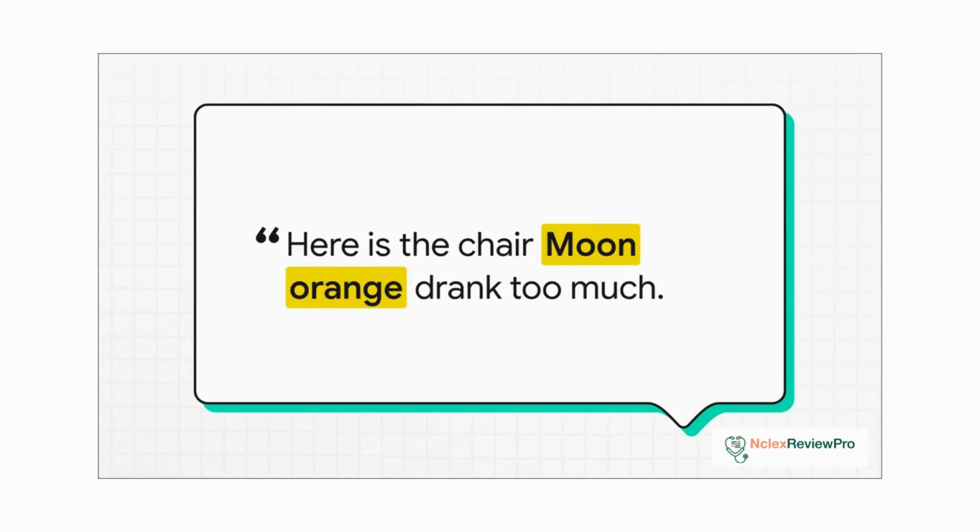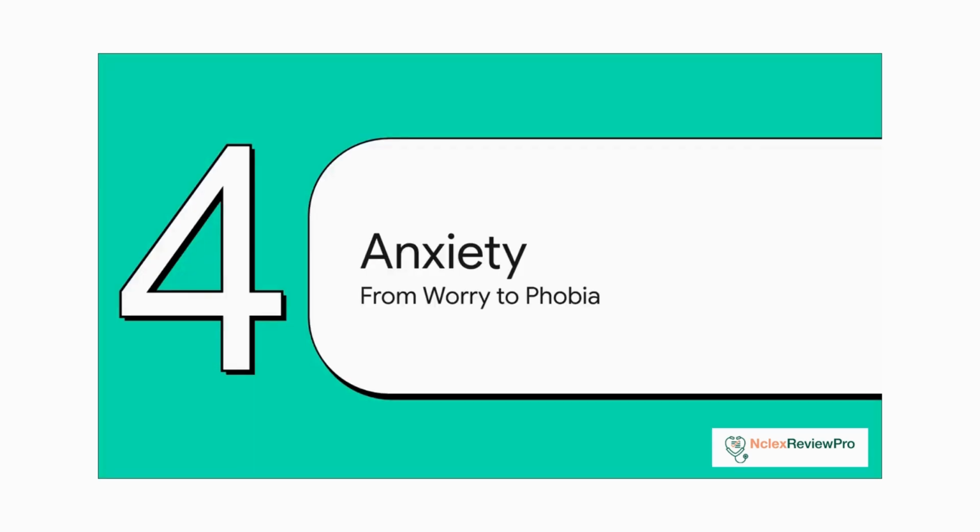And last one, word salad. This is exactly what it sounds like. Words are just thrown together in a random jumble, like ingredients in a salad. "Here is the chair, moon, orange, drink too much." There's zero connection, zero logic. The sentence structure has completely fallen apart. So we've just seen how thinking can get scrambled.